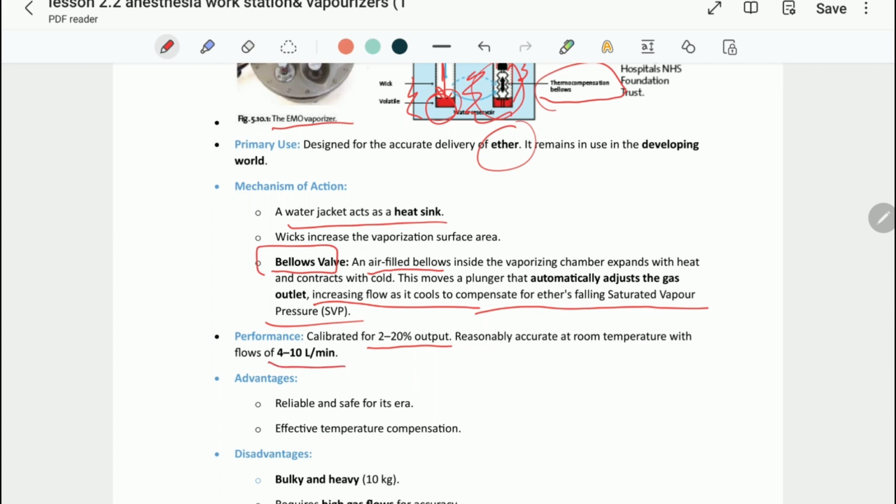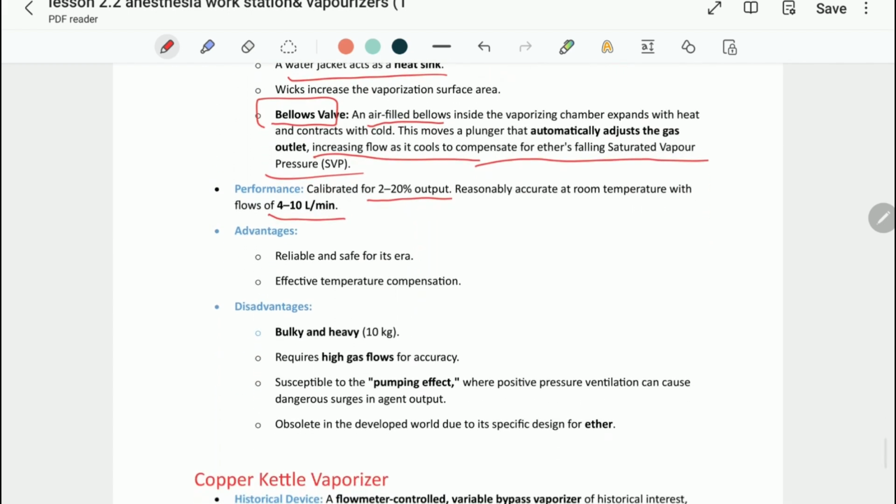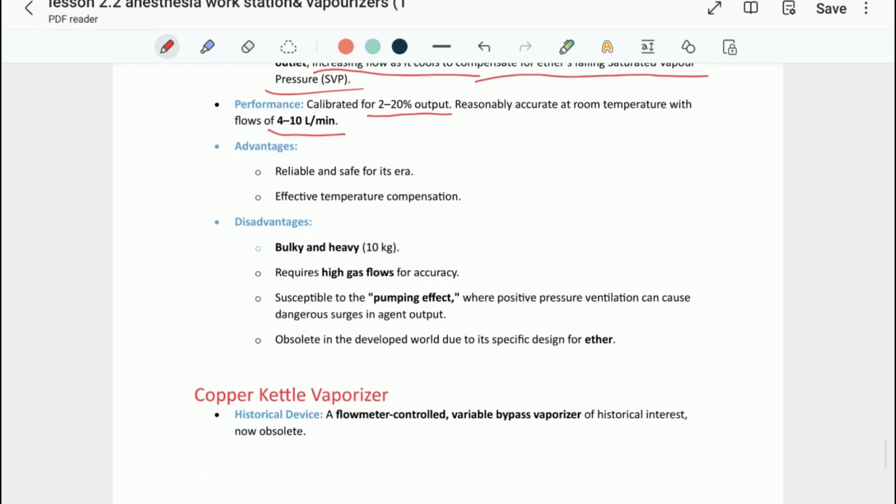of 4 to 10 liters per minute. Its advantages include that it is reliable and safe for its era, and it has an effective temperature compensation. The disadvantages include that it is bulky and heavy, 10 kg in weight, and it requires a high gas flow for accuracy. It is not accurate at low gas flow. It's only accurate at 4 to 10 liters.